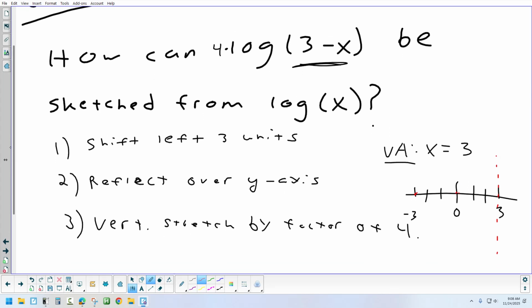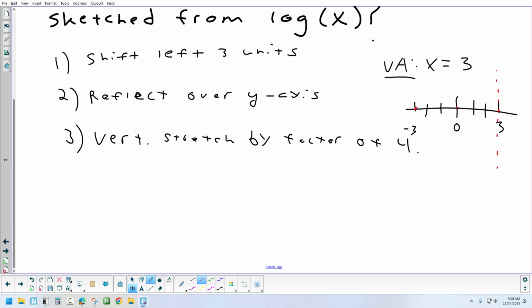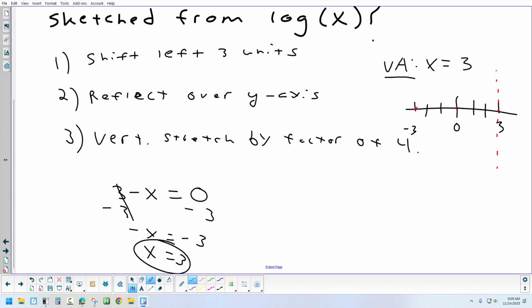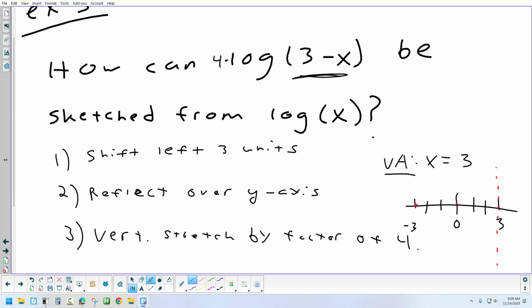And if you want a way where you can figure that out, where you don't have to really think about the number line like I just did, if you take the argument and set it equal to 0 and solve it, that number that you get will be the new vertical asymptote. So subtract 3 from each side, and then divide each side by -1. That's how you can always figure out the vertical asymptote. Just set the argument equal to 0, and it'll give it to you. Yes? Okay. Any question on that one?